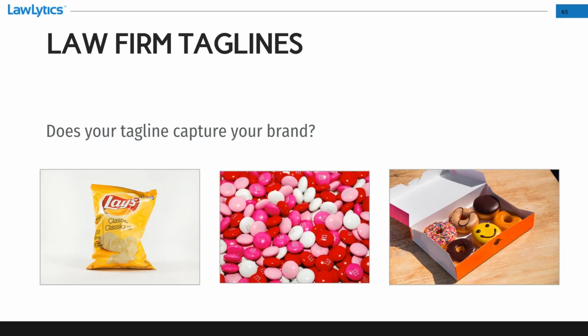So for M&M's, it's melt in your mouth and not in your hands. For Lay's, it's bet you can't have just one. And from Dunkin' Donuts, it's America runs on Dunkin'. And so these taglines help to separate each of these brands, and it kind of tells you a little something about them. The bet you can't have just one tells me that it is delicious, it is addictive, and if I have one, I'm going to want so much more. And so you want to think about that when you're developing your firm's tagline.